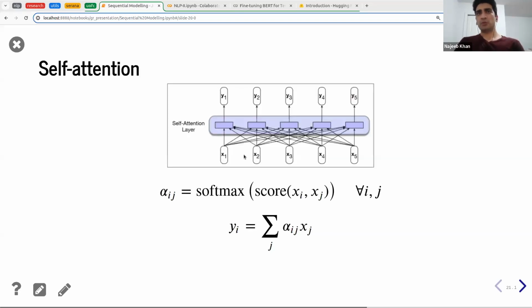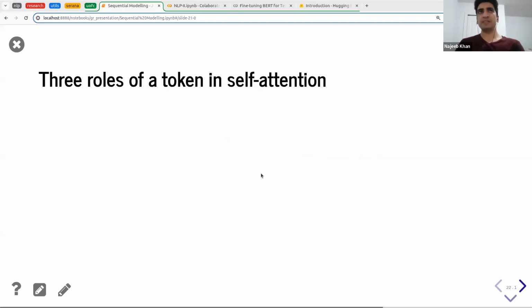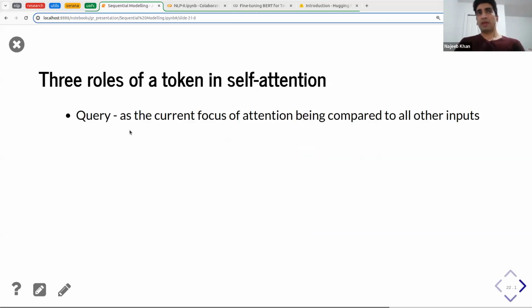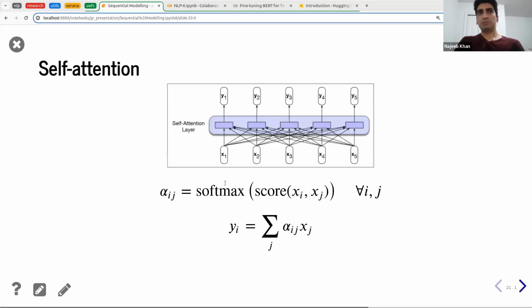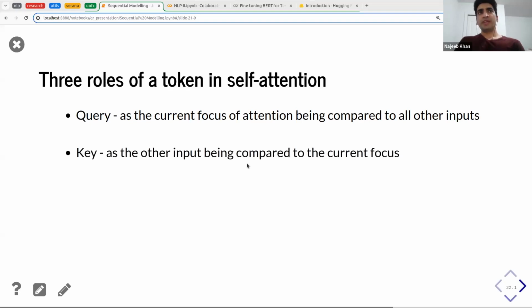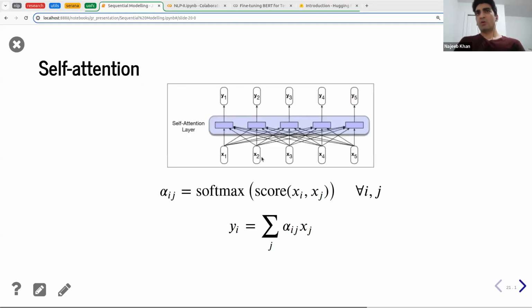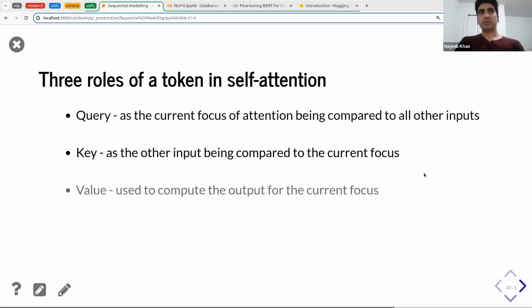For each token in the input, there are three roles that it plays. The first one is a query. Each token in the input could be a query, and query means that it is the current focus of attention being compared to all other inputs. So when we compute the output for X1, X1 is basically the query. The second one is the key, which is the other input being compared to the current focus. So if we are computing for X1, X2, X3, X4, and X5 are the keys for the current query, which is X1. And then the third one is the value.